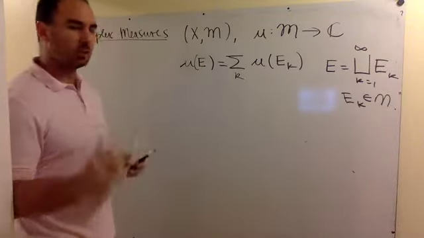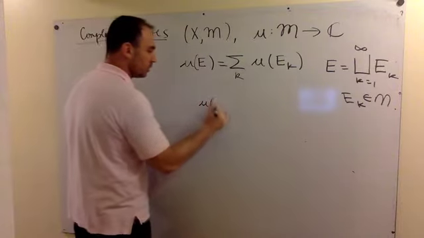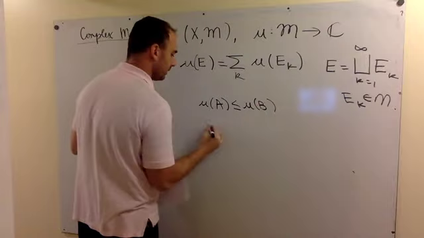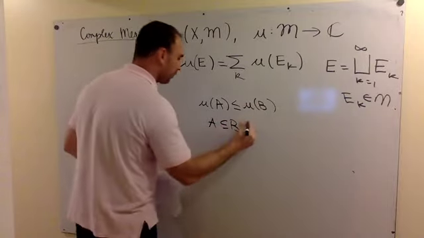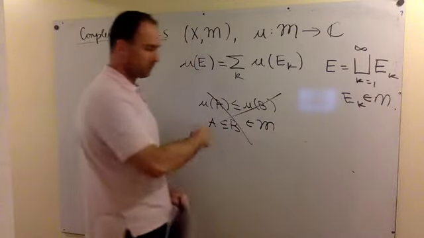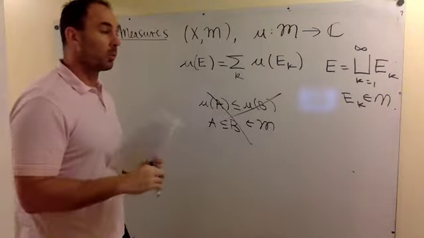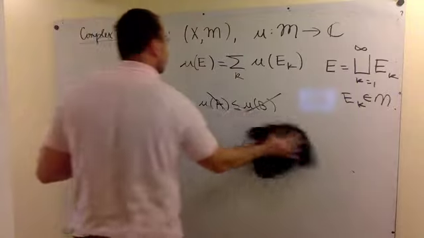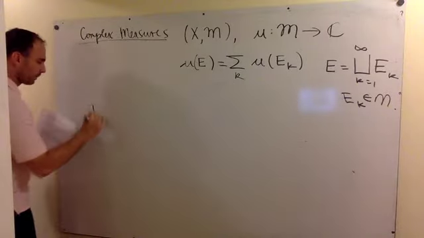But one thing you lose is the monotonicity. Complex measures do not satisfy this when A is contained in B, and both are in M, obviously. They do not. This is what we lose when we switch to complex and real measures. This is a problem. So we got into it last time, but the way we compensated for this is we introduced the total variation measure.